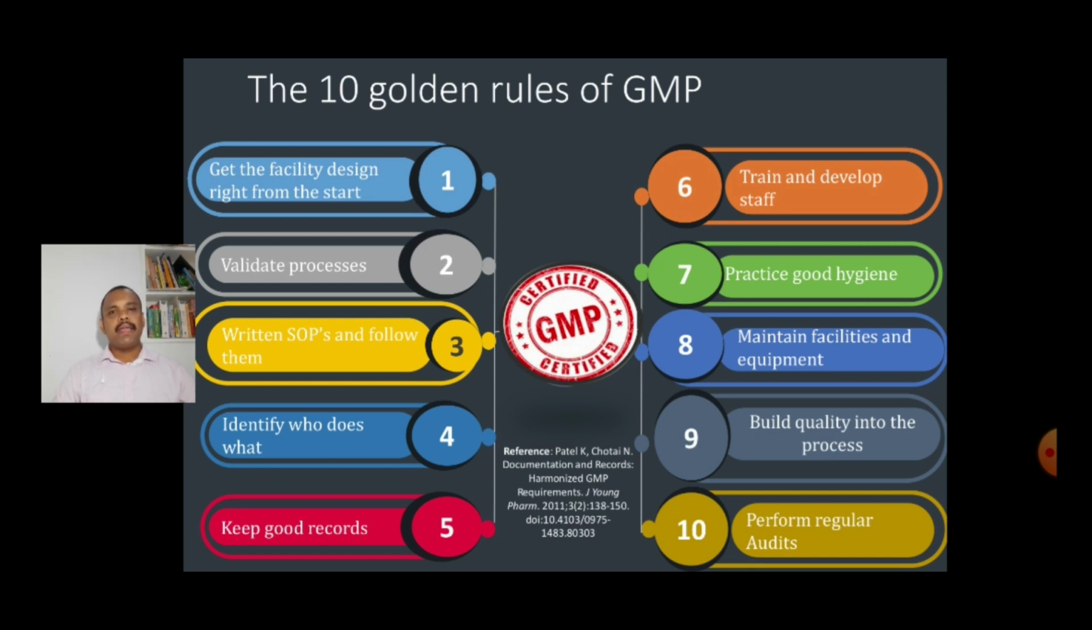The seventh principle talks about the good hygienic practices that need to be maintained. The eighth principle is to maintain facilities and equipment. How do we need to maintain it? Maintaining the equipment and facilities. Then building the quality into the process. And the last principle we will be focusing on is perform regular audit. The need of regular auditing.